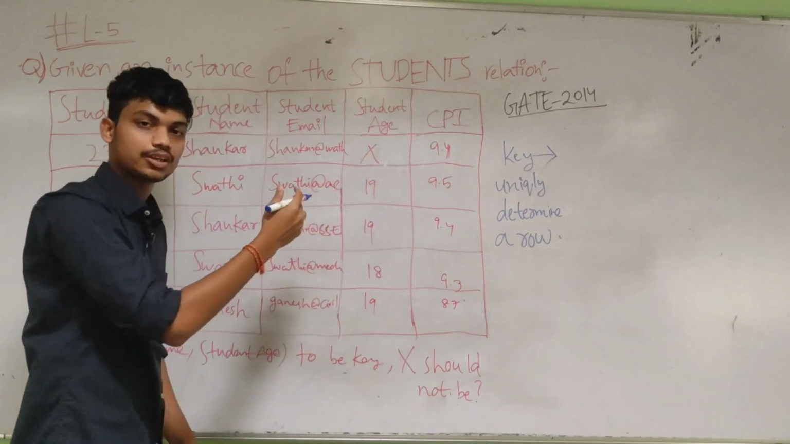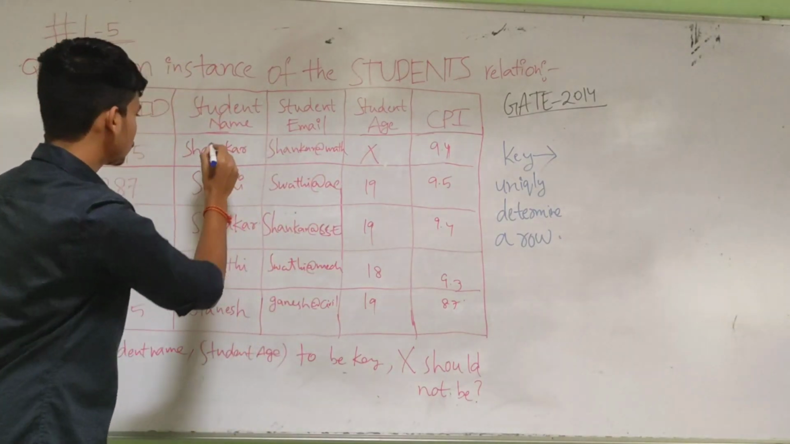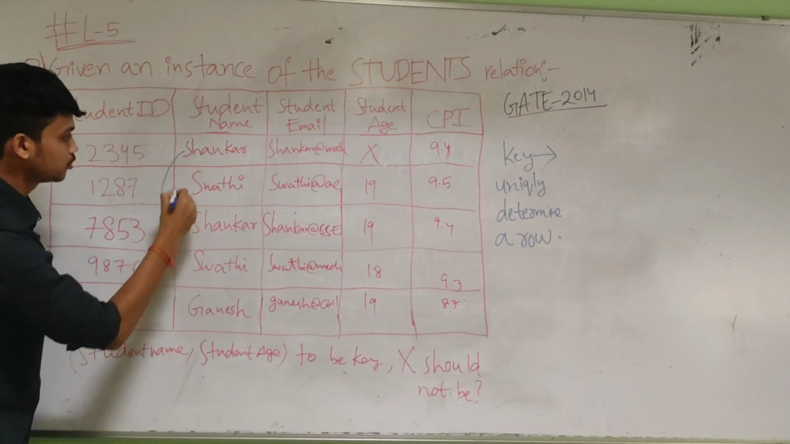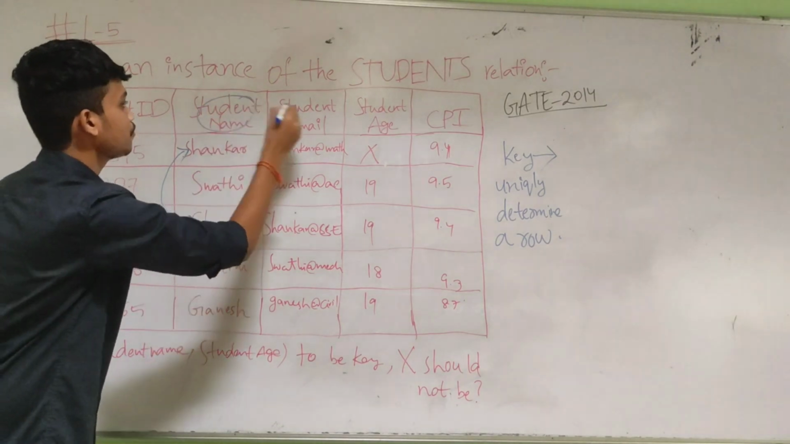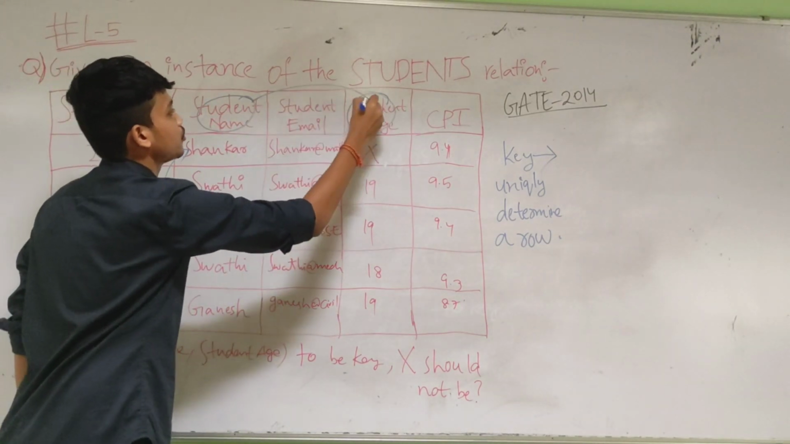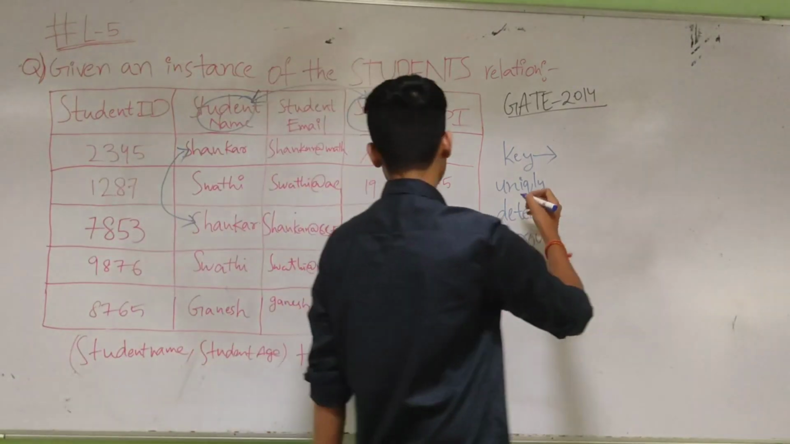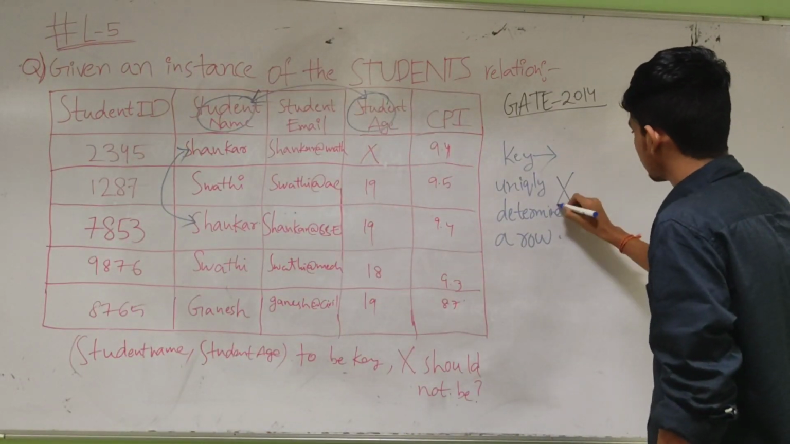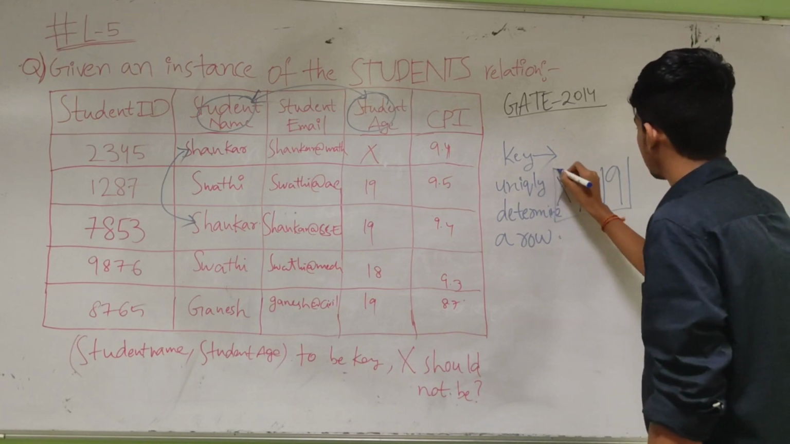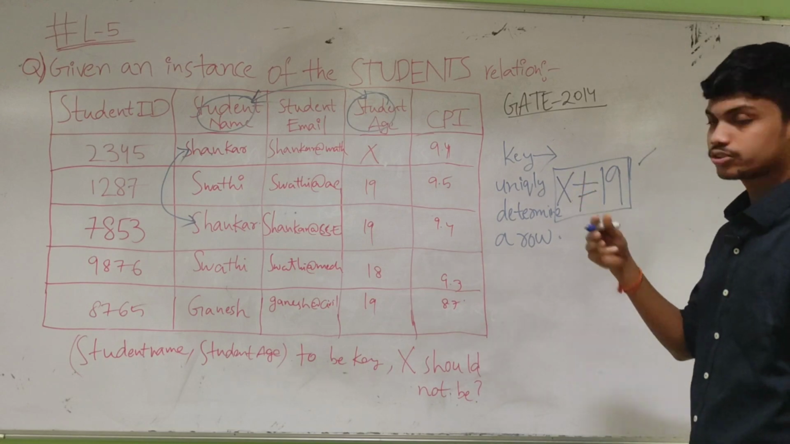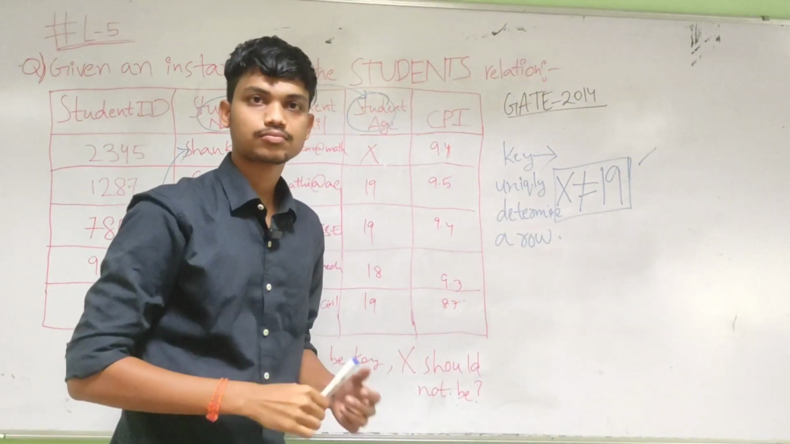If the X value is something else, say 17, 18, or 25, then these two rows will be different. We can uniquely identify them with these two attributes as a key. So the answer for this question is X should not be equal to 19. That's all. This is a GATE question, you have solved it. Now let's discuss another question.